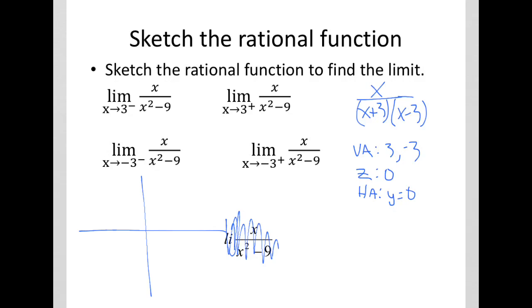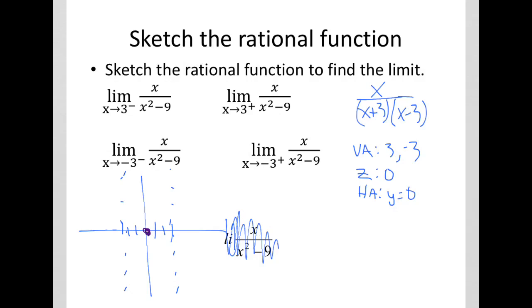But now we can sketch this function. So 1, 2, 3, 1, 2, 3. Let's dash in those asymptotes. Now let's go ahead and sketch in this function. Let's figure out if I am positive or negative. Remember, I'm going to have a 0 there, and it's going to cross through.